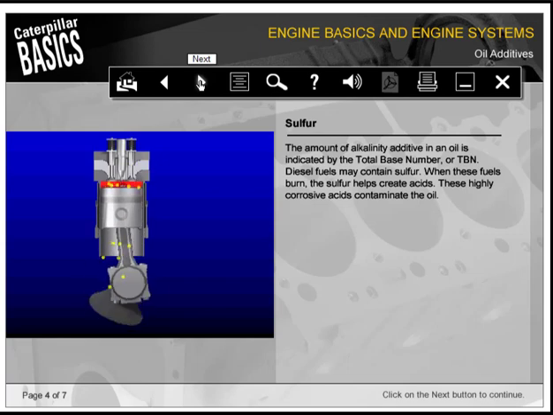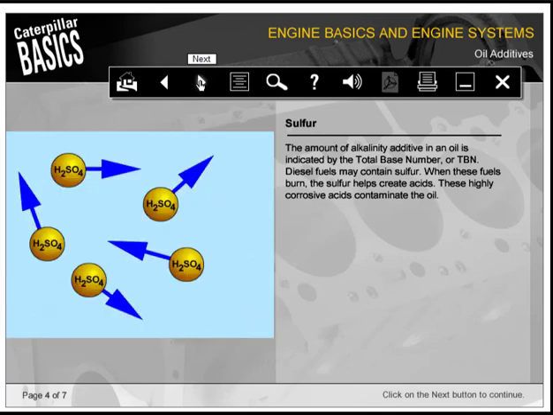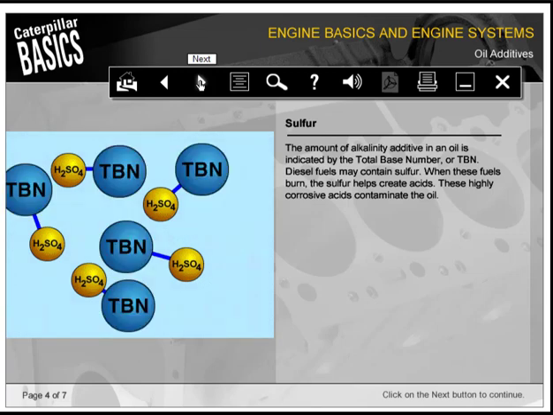Diesel fuels may contain sulfur. When these fuels burn, the sulfur helps create acids. These highly corrosive acids contaminate the oil. The alkalinity additives within the oil neutralize these acids. This prevents the sulfuric acid from corroding metal parts. The TBN number of the oil indicates how well it neutralizes acids. Since different fuels contain different amounts of sulfur, it's important to use an oil with a high enough TBN. Follow the recommendations of the engine manufacturer.